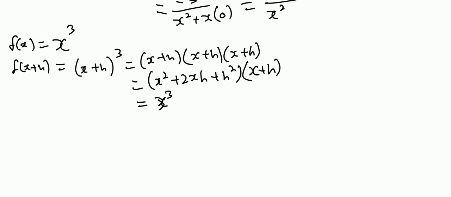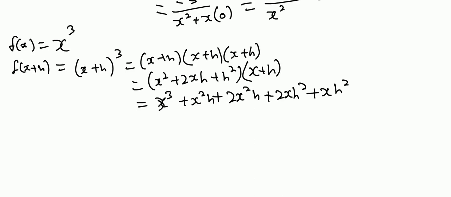Then we simplify again, we'll have x cubed plus x squared h plus 2x squared h plus 2xh squared plus xh squared plus h cubed. That is what we have. This is our f of x plus h.